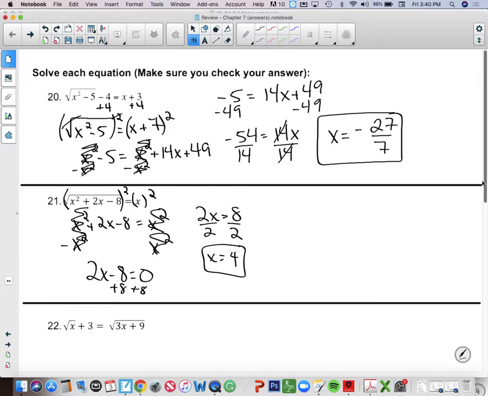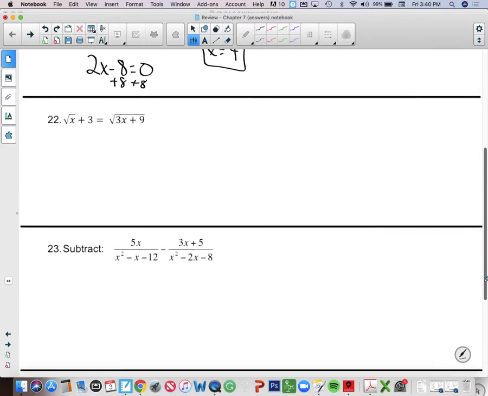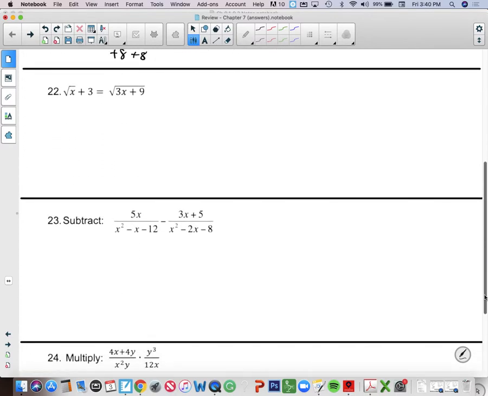Okay, so down below here, we've got a few more problems left. So number 22, we have to isolate the larger of the radicals, which this one is. It's already isolated, so we can go ahead and square both sides. When we square both sides, we're going to have to FOIL on the left. So square root of x plus 3 times square root of x plus 3. And then on the right, we're just going to have 3x plus 9.